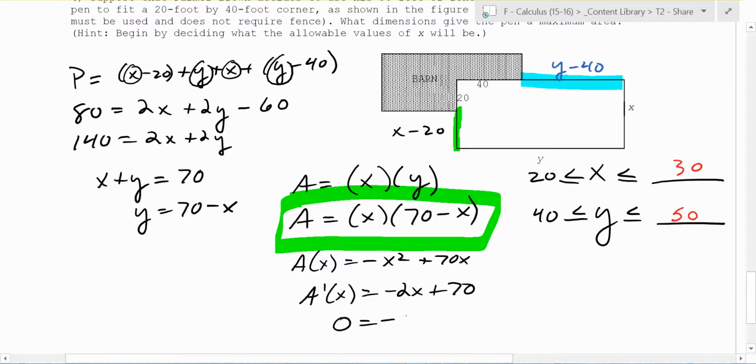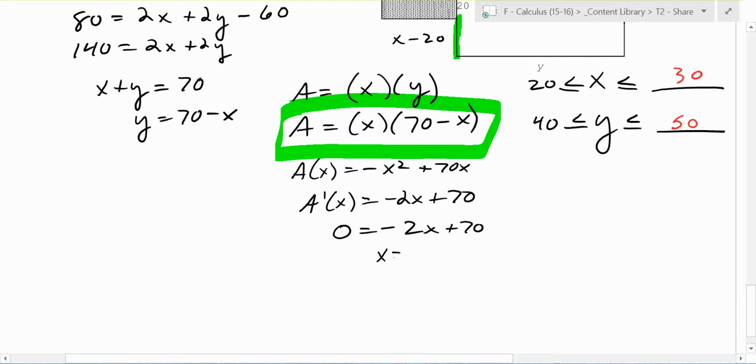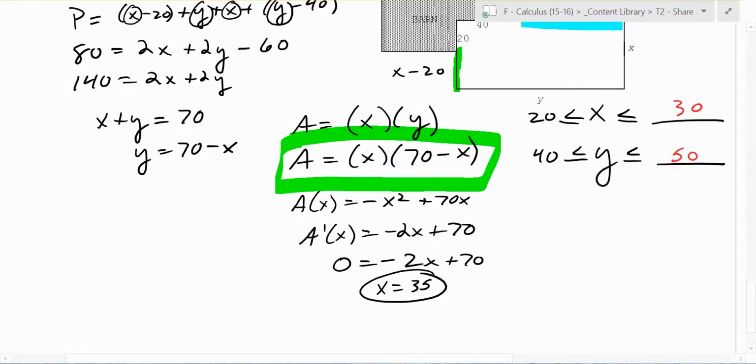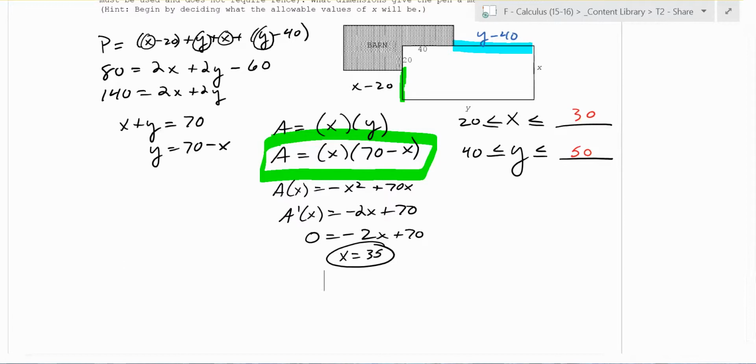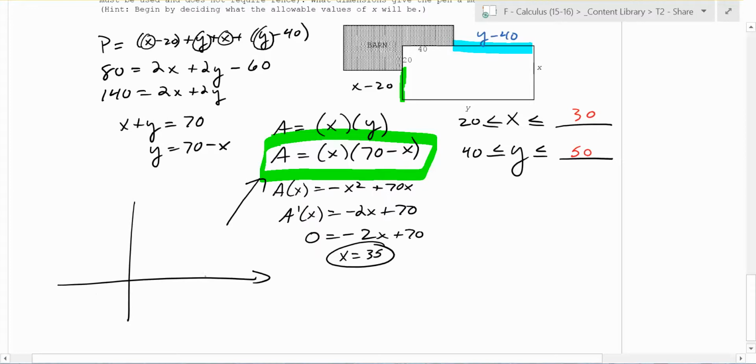So how many of you had something like this at one point? Something like that? So you got X is equal to what? 35. So that's where the maximum would be, but can X be 35? No. So the question is, what X value should you choose in order to maximize the area? Well, what does this look like? What does this function look like? Parabola facing up or down?